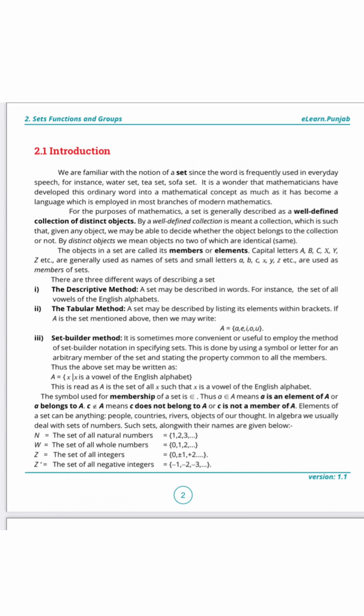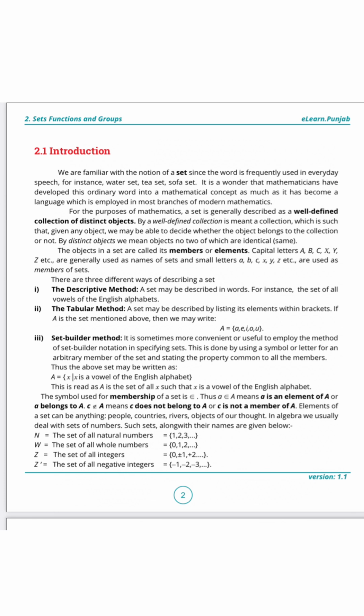Then the tabular method is that a set may be described by listing its elements within brackets. If A is the set mentioned above, then we may write A is equal to curly brackets start A, E, I, O, U, curly brackets closed. Now this particular set means that this is the set A and it has all the vowels, that is A, E, I, O, U.